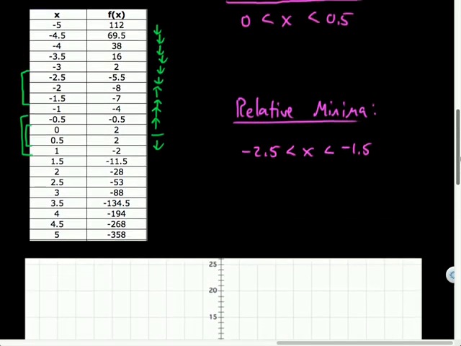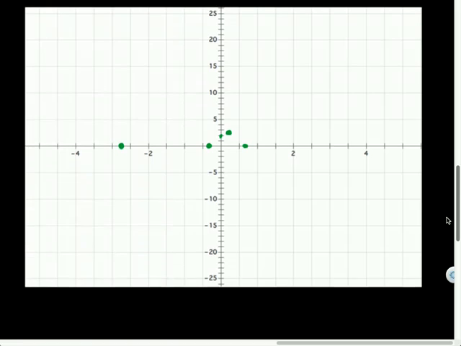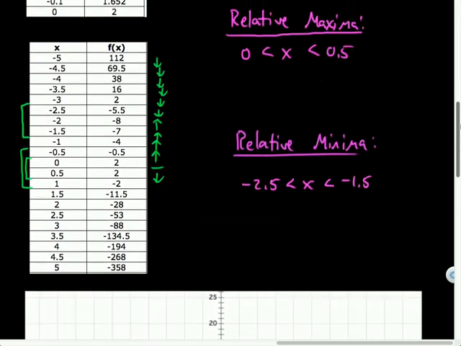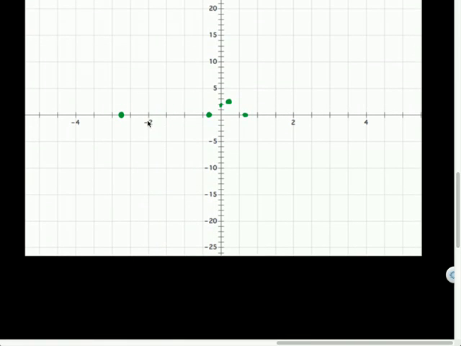And then I have a minimum value occurring between -2.5 and -1.5. So here's -2.5 right there. -1.5 is right there. So it's somewhere in this range, right? How low does it go? Somewhere around -8. Could be less than that. So I'll put it somewhere around -2 and, I don't know, somewhere like that.